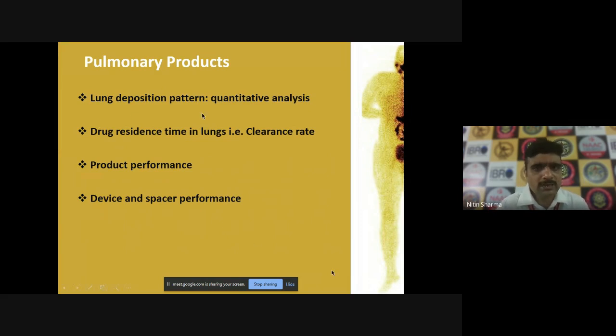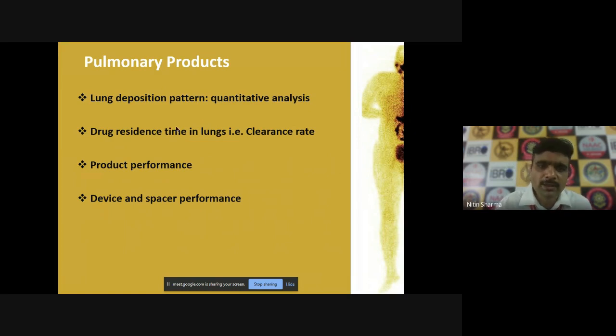So the lung deposition pattern we can determine with the help of this, where my formulation is actually depositing, whether in the upper lungs or the lower lobes. What is the residence time of my formulation, right? As I told you, there is a mucociliary clearance. So if I'm using any specific approach, at which level is this approach working, and how long is my formulation remaining in the lungs, because the overall retention time or residence time of any formulation regulates its bioavailability. So it is very important that my formulation should be retained for a longer period of time in the lungs for better performance. How long this formulation is retained inside, we can determine with the help of this technology.